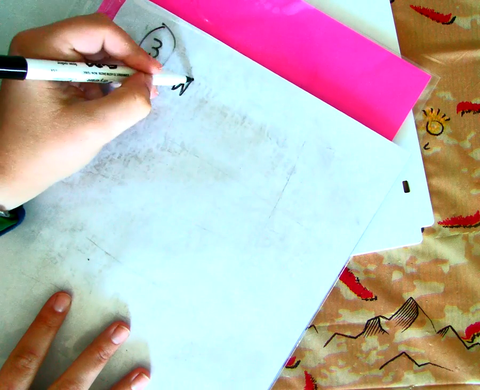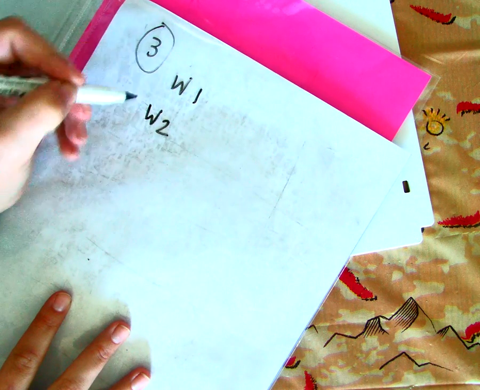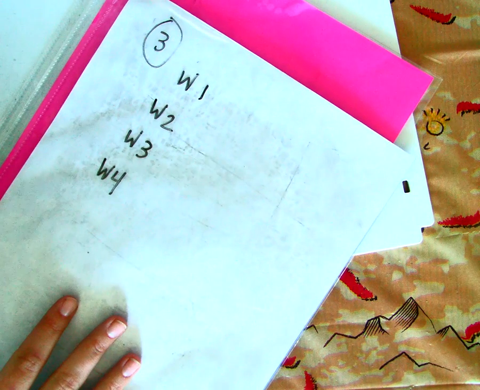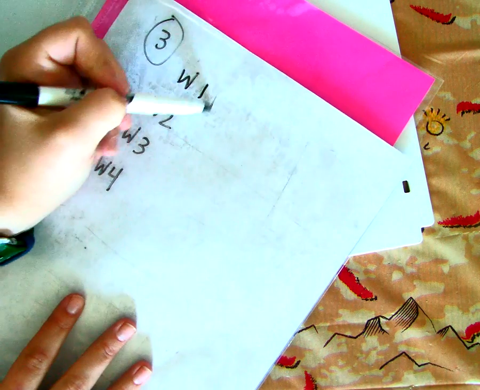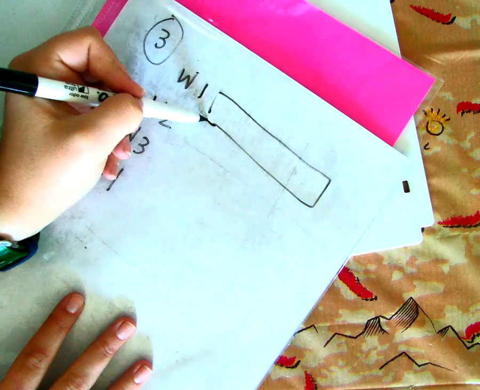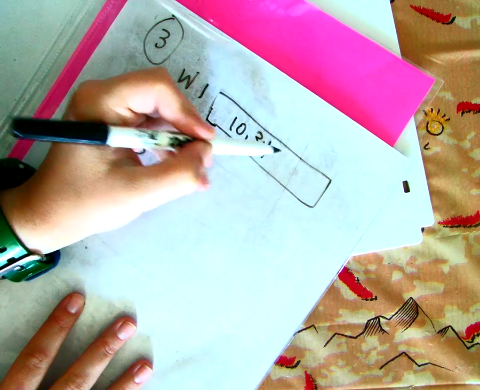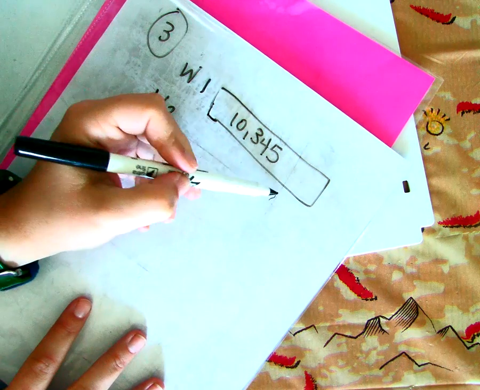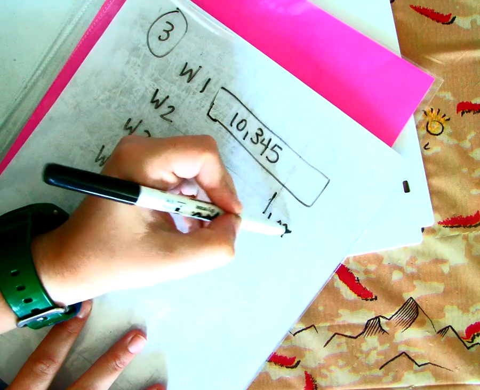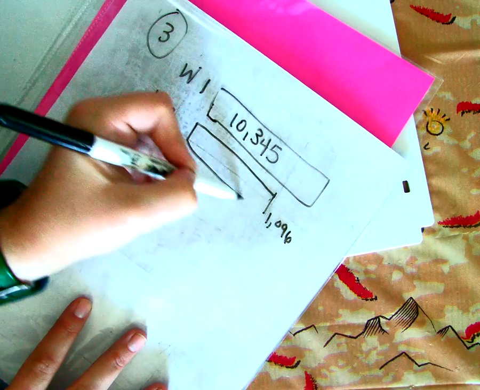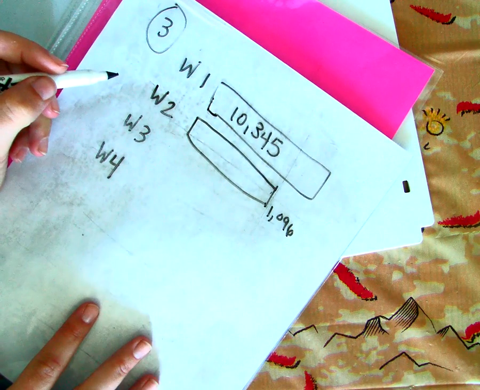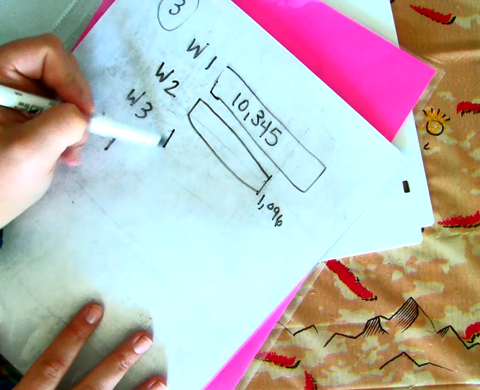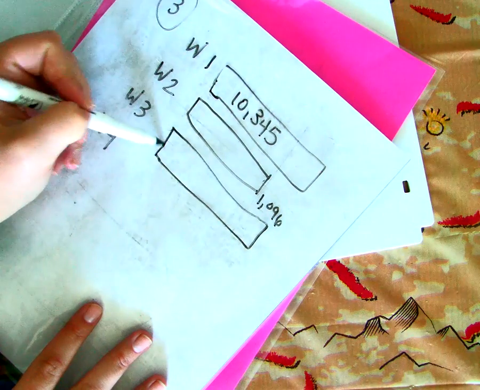And for number 3, there were 4 weeks. Week 1, week 2, week 3, and week 4. It says in the first week of June they sold 10,345 omelets. In the second week they sold 1,096 fewer. I'm going to make this 1,096 fewer than 10,345. The third week they sold 2,000 more than the first week. I'm going to make it the same length as the first week and 2,000 more.